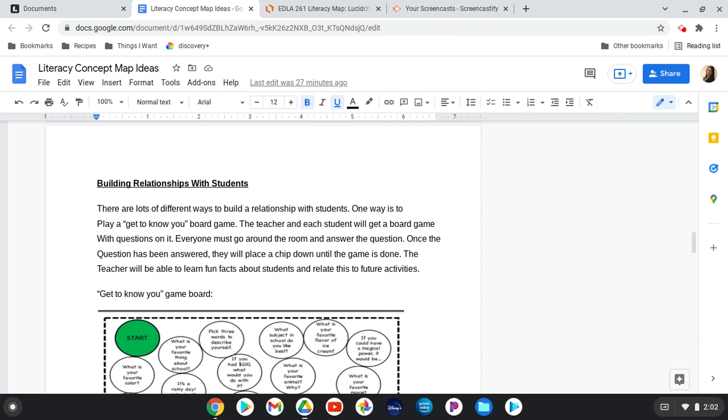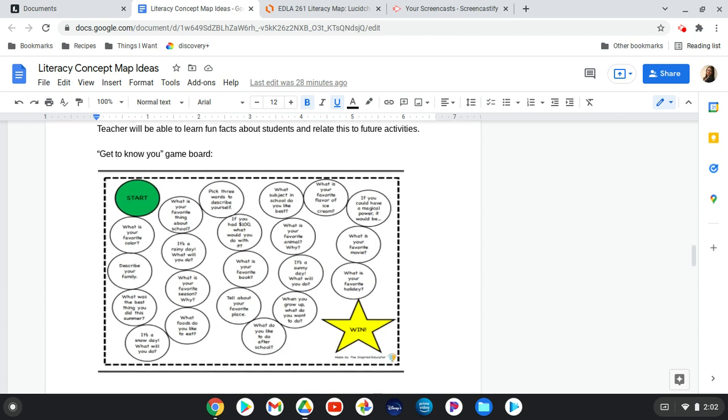So, once the question has been answered, they will place a chip down until the game has actually been completely finished. And then this just allows the teacher to learn fun facts about students and relate to this in the future using the activities and the fun things that they like. So below I have attached an example of the game board that you could use. Again, you can make your own. You can find one online.